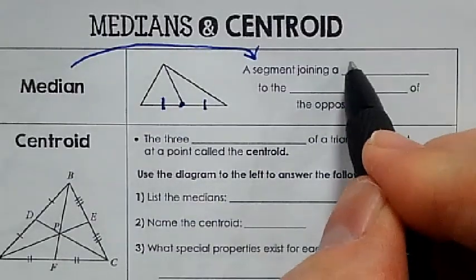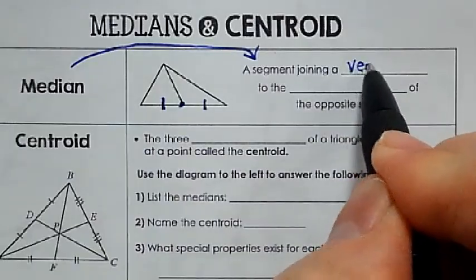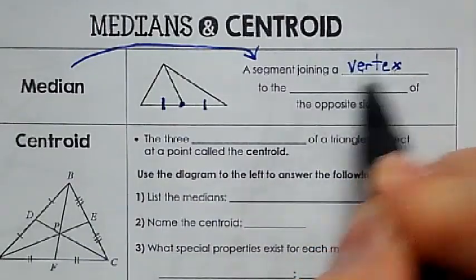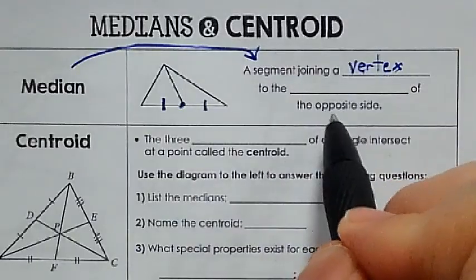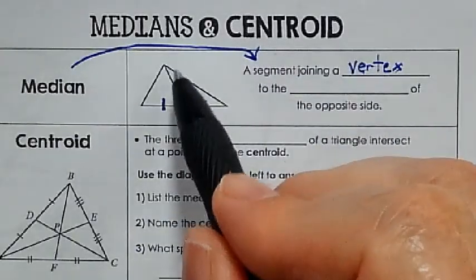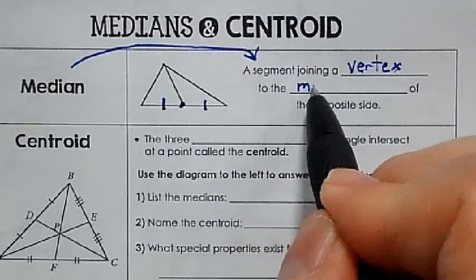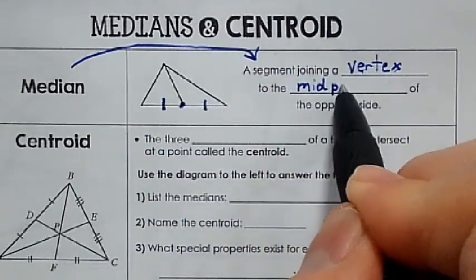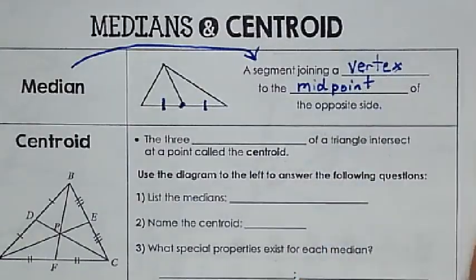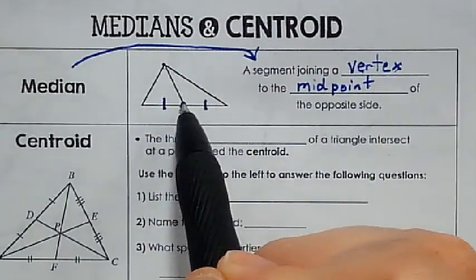You're connecting a vertex to the blank of the opposite side. Here's the vertex. There's the midpoint. So you're connecting the vertex to the midpoint of the opposite side. That's exactly what a median is.